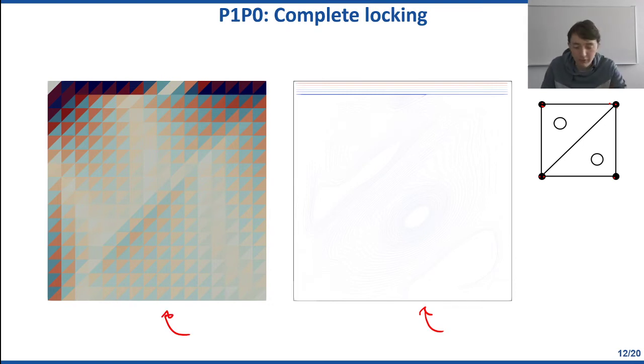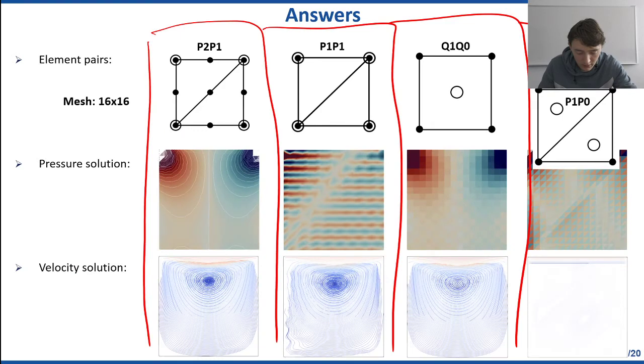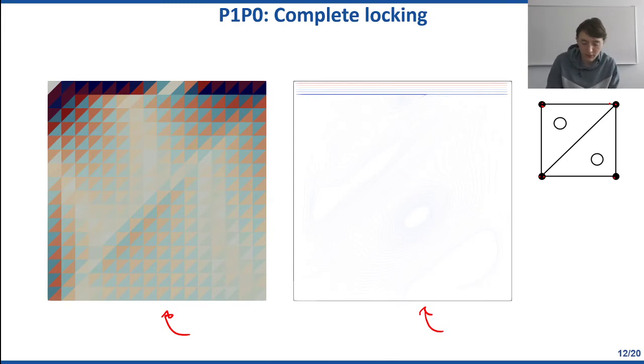Now how could you have known this? If you go back to the previous slide, go a little too fast. This is the only one where you can see these constant triangular values for the pressure field. All the other ones don't have constant values on each triangle for the pressure. So that's something you could have noticed.